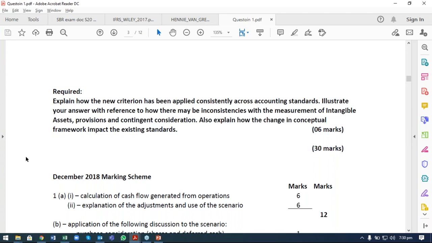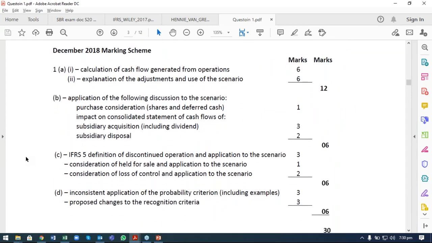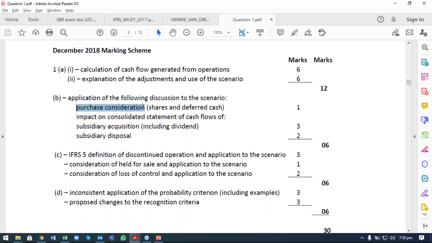If you look into the marking scheme, this is the marking scheme that was provided by the examiner. Calculation of cash flows generated from operations should be given 6 marks. Explanation of adjustments and use of the scenario was also given 6 marks. So you have 12 in total for requirement A. For requirement B, you are given 6 marks: 1 mark for purchase consideration, shares and deferred cash consideration. The second one is the impact on the consolidated statement of cash flows of a subsidiary acquisition, including dividend and subsidiary disposal, which was given 2 marks.